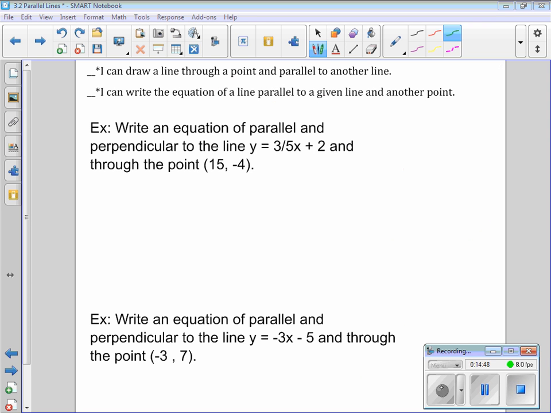Okay, on this one, we have to write an equation of a line parallel and perpendicular to the given line, and through the point (15, -4).